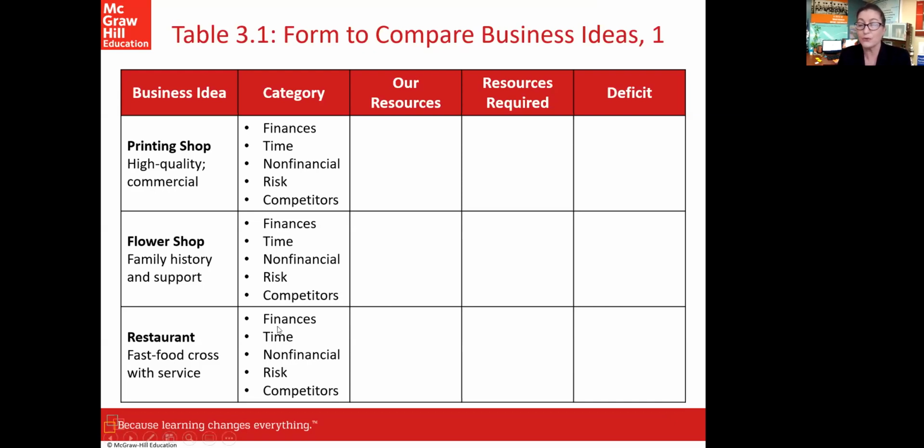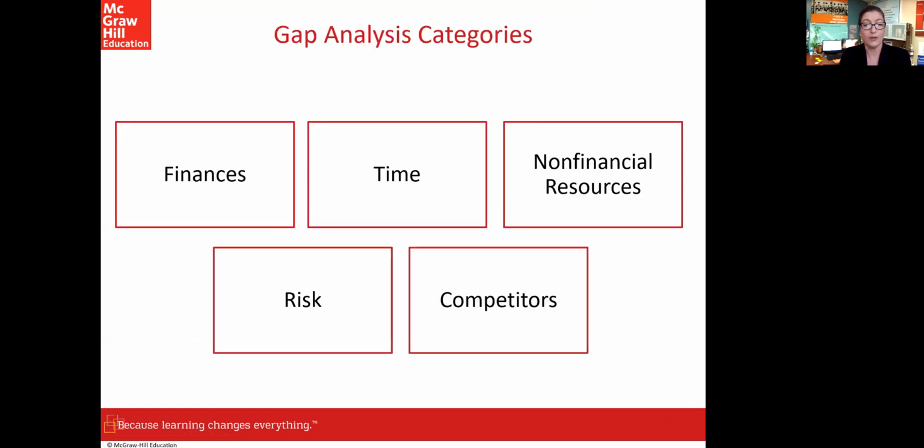We look at our financial resources, our non-financial resources. What time can we commit to make this venture viable? What's the risk involved? And how heavy duty is the competition or not? Once we identify the resources that we have access to, then we look at the resources that are actually required to make this happen, and then we identify any gaps in between. So these are the 5 aspects, dimensions, elements, categories, whatever you want to call them, that we should consider in our gap analysis.